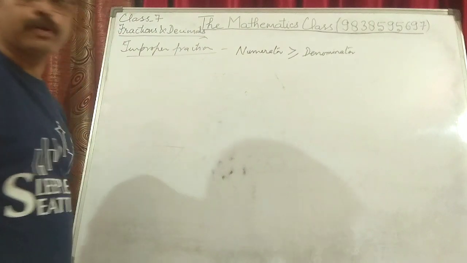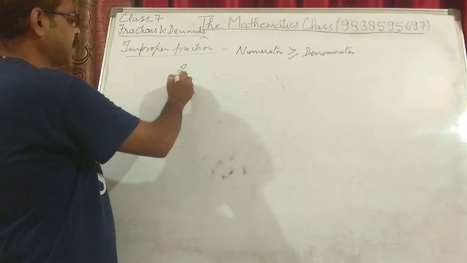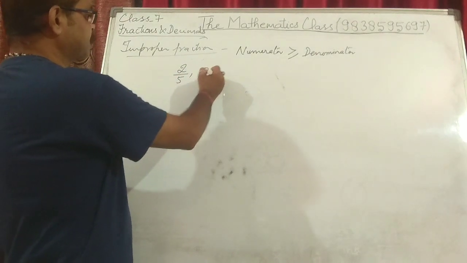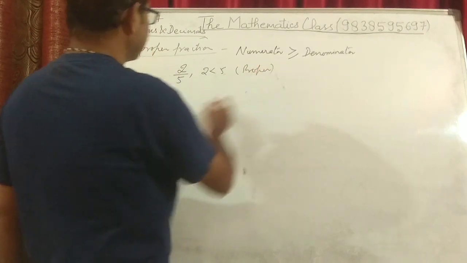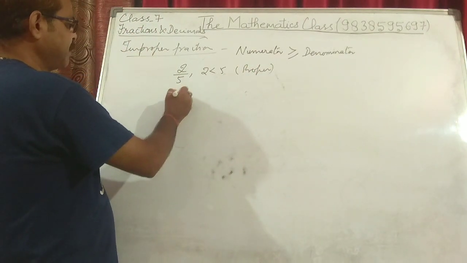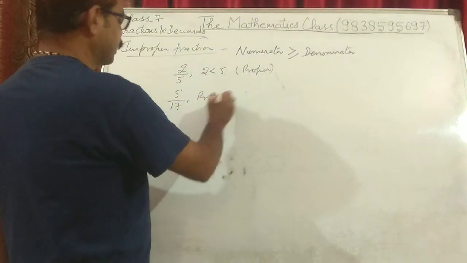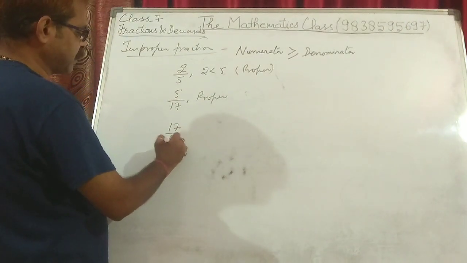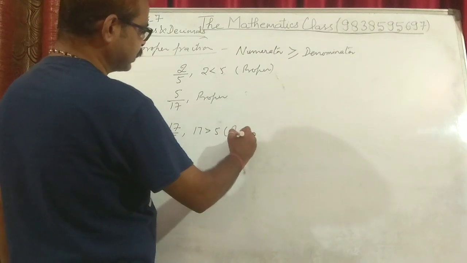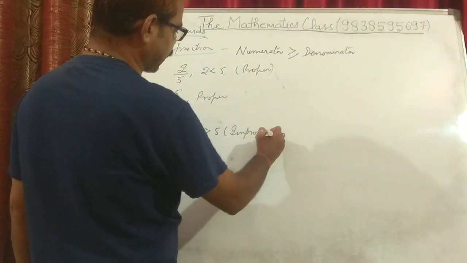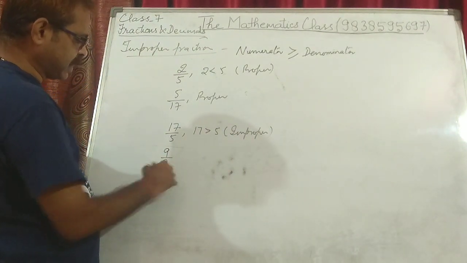That is known as improper fraction. Suppose I say 2 upon 5. Here you can say 2 is less than 5, so it is a proper fraction. I am saying 5 upon 17, so proper. But if I say 17 upon 5, you can see that 17 is greater than 5, so it is an improper fraction.